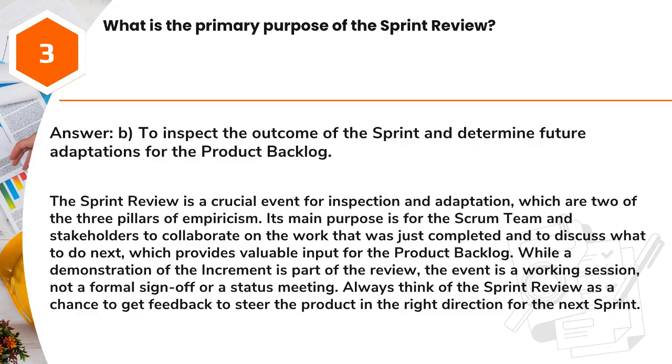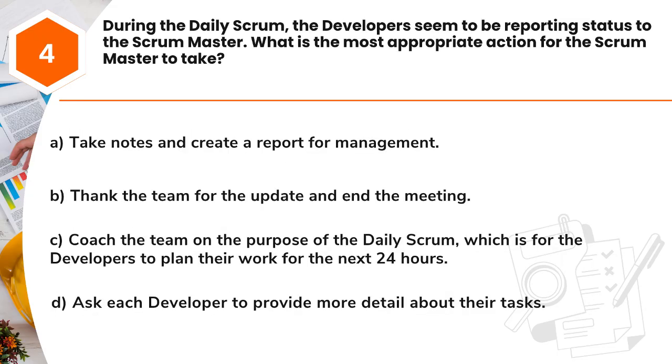The sprint review is a crucial event for inspection and adaptation, which are two of the three pillars of empiricism. Its main purpose is for the Scrum team and stakeholders to collaborate on the work that was just completed and to discuss what to do next, which provides valuable input for the product backlog. While a demonstration of the increment is part of the review, the event is a working session, not a formal sign-off or a status meeting. Always think of the sprint review as a chance to get feedback to steer the product in the right direction for the next sprint.